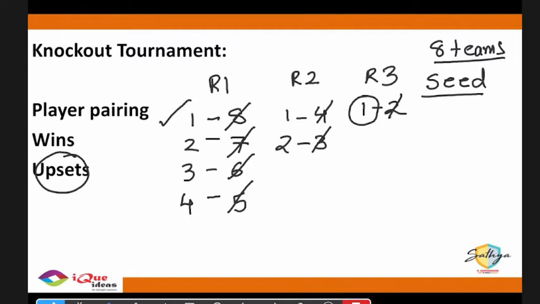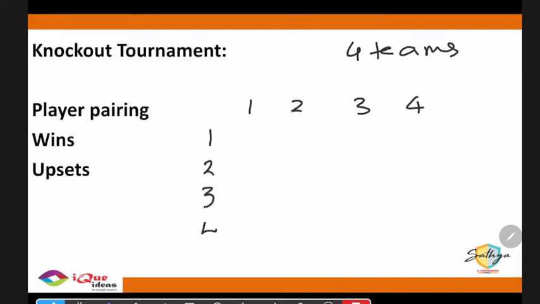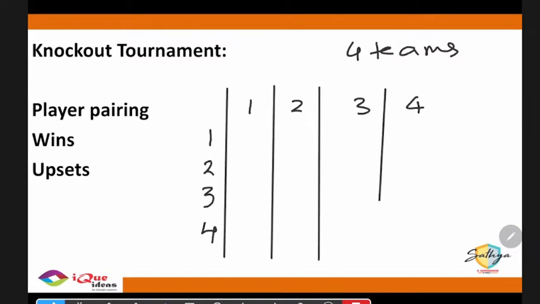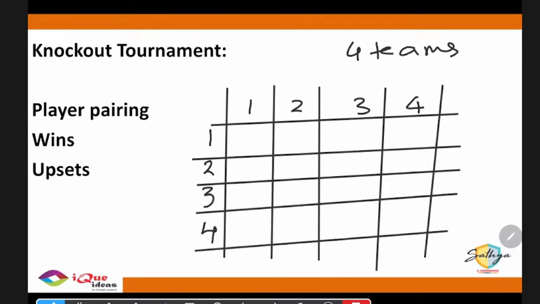And in a round robin fashion, we could have a situation where, let us say there are a total of 4 teams. So I have teams 1, 2, 3 and 4, and every team is supposed to play with every other team. So that means team 1 will be playing against 2, 3 and 4. 2 will be playing against 1, 3 and 4. 3 against 1, 2 and 4, and 4 against 1, 2 and 3.